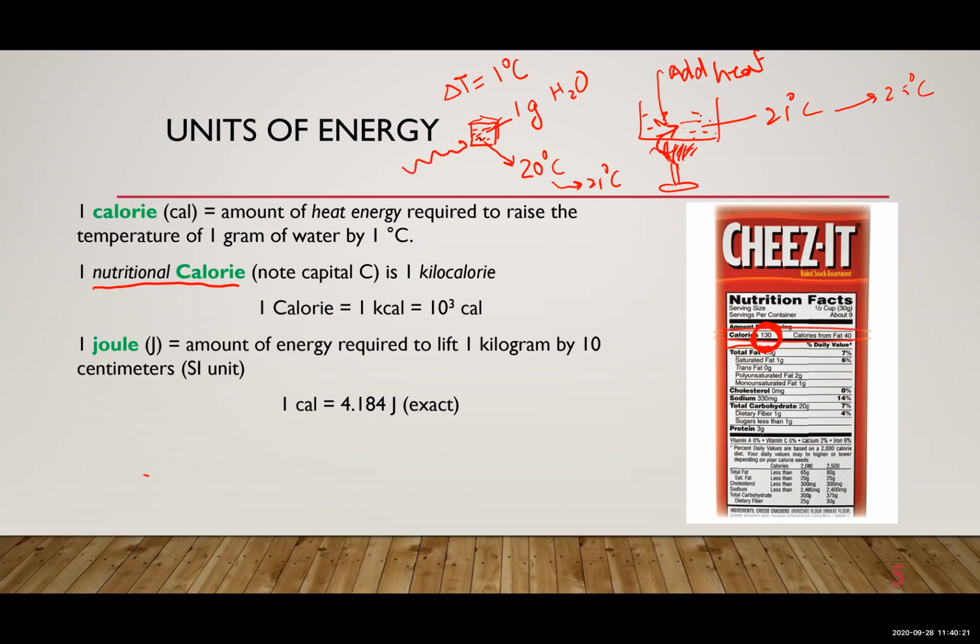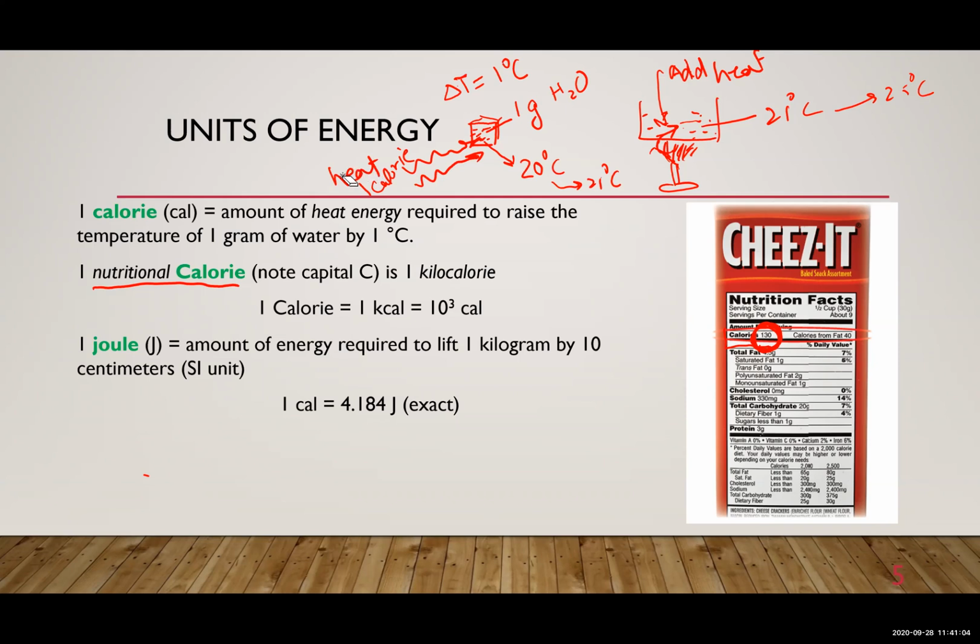So I need to add heat to do that, right? The heat needed to perform this operation is called 1 calorie. So 1 calorie is a heat which can increase the temperature of 1 gram of water by 1 degree Celsius. That's the definition of 1 calorie. Do you think it's a large amount of heat? It's not. 1 gram of water is a tiny amount. It's really small.